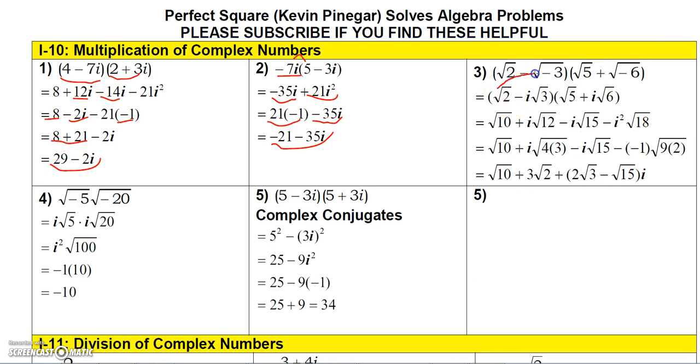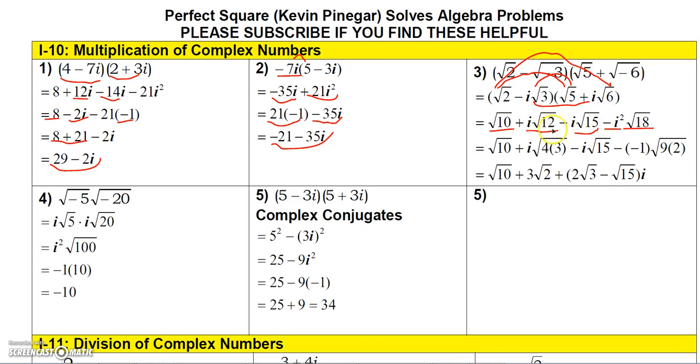So if I multiply the first term times the first term, square root of 2 times square root of 5, that'll give me square root of 10. And then if I multiply the outer terms, I'll get square root of 2 times square root of 6, which is square root of 12, and then of course times i. And if I multiply the inner terms, I'll get square root of 3 times square root of 5, and of course I also have i, so that's square root of 15i. And then if you multiply the two last terms together, you're actually going to get minus i times i, which is going to give me minus i squared. And then you also have square root of 3 times square root of 6, which is square root of 18.